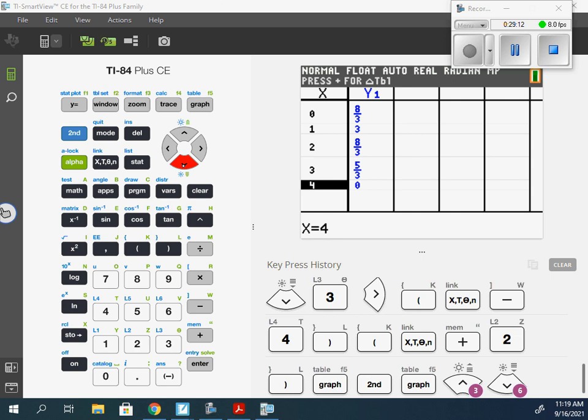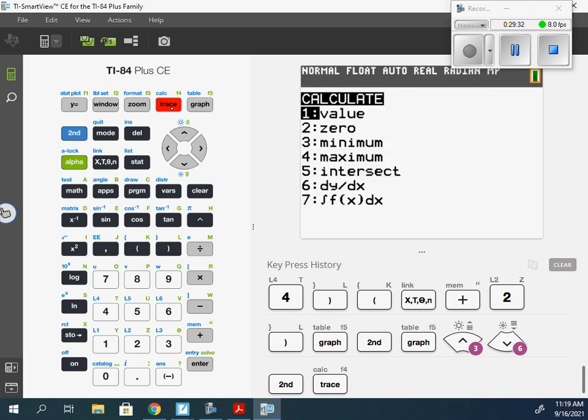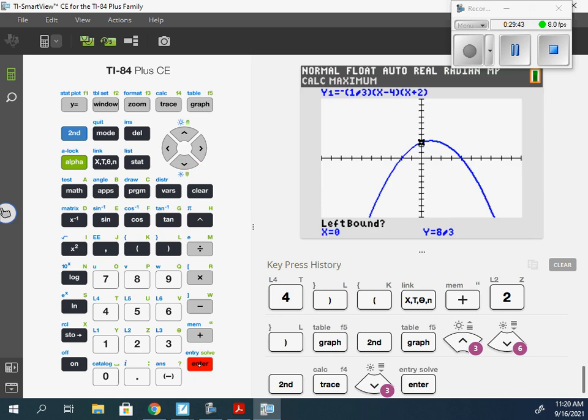Now we know the vertex, the x value of the vertex will be exactly between these 2 points. Well, what number is exactly between them? 1, so 1, 3. Now another way we can get it is by doing our second trace and our minimum or maximum for this one. It would be a maximum, because if we notice here the graph is going down, so we will have a maximum value, because there will be a highest point for this graph.